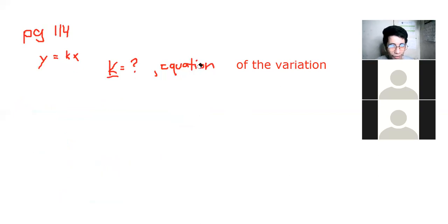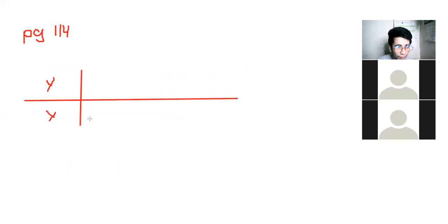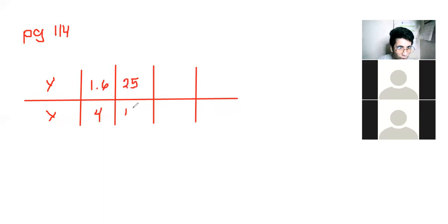Sunod na, constant of the variation. Ganyan ulit. So, we have here the given. Ano yung given natin? We have the y, then we have also x. So, guhitan natin. Dito naman, pag-graph, we have 1.6 and we have 4. We have 25 and we have 10. We have 3.75.